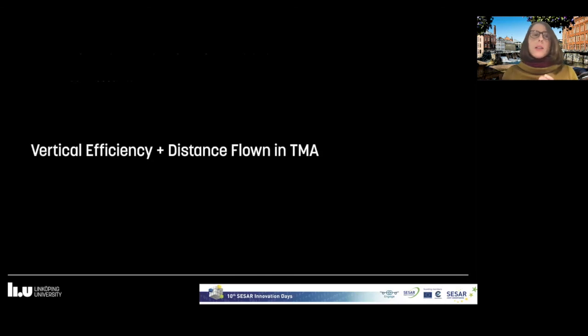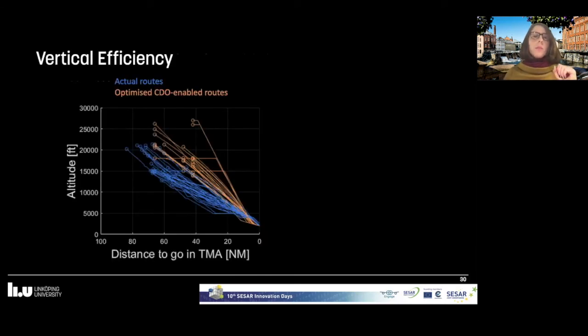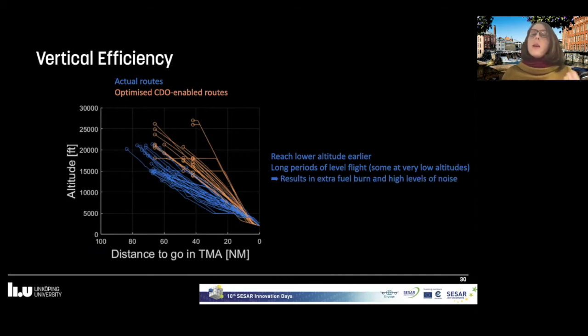Okay, finally, let's look also at the vertical efficiency and the distance flown in TMA. So here, actual routes in blue, optimized CDO-enabled routes in orange. We have altitude over distance to go in TMA. For the actual routes, we can see that they reach lower altitudes earlier, and they have long periods of level flight, and some at very low altitudes that will inadvertently lead to extra fuel burn and high levels of noise.